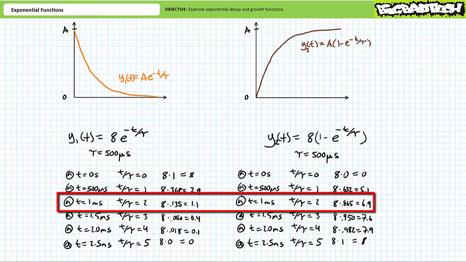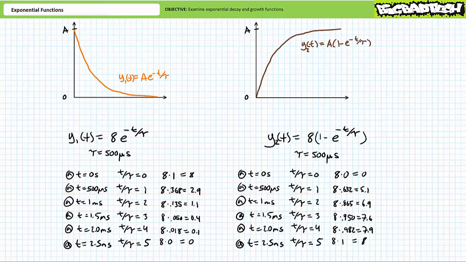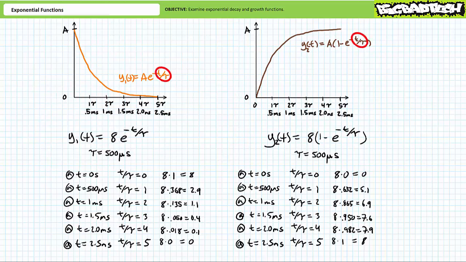At t equals 1000 microseconds, or 1 millisecond, the ratio of t over tau would be equal to 2. y1 would be 0.135 times 8, or roughly 1.1, and y2 would be 8 times 0.865, or roughly 6.9. Other whole number ratios of t over tau yield immediately identifiable results. Can you dig it? The ratio of t over tau is kind of like a single x value.